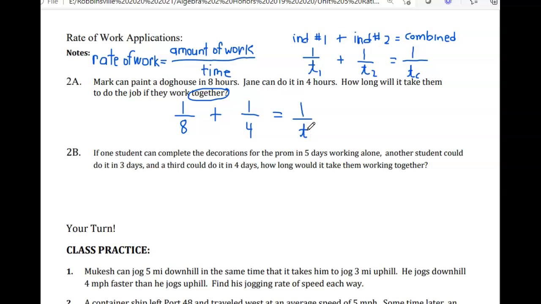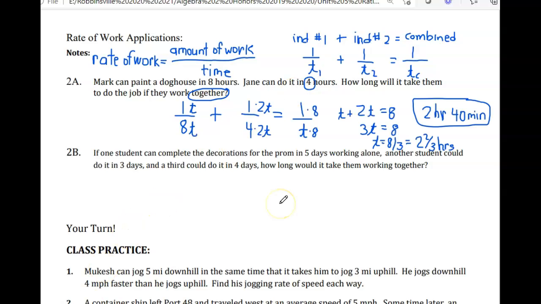And what you have there is one of our most basic rational equations, the one you did in middle school. Go ahead and solve it and find the time it would take them together. Keeping in mind, Jane can do it alone in 4 hours, so you should be getting some number less than 4. Okay, so you should have gotten 2 hours and 40 minutes.